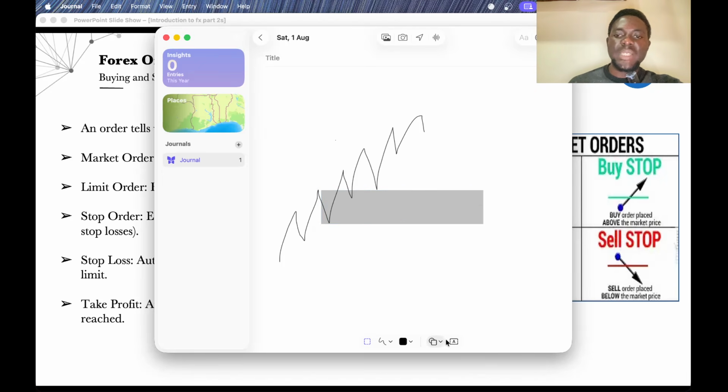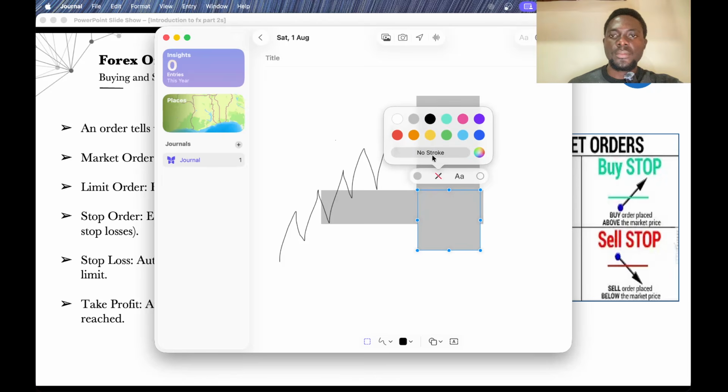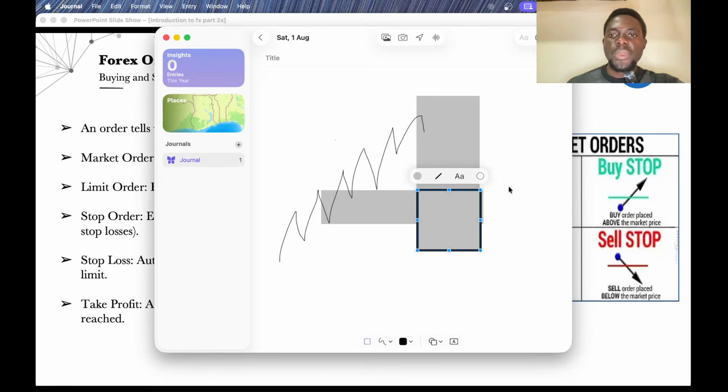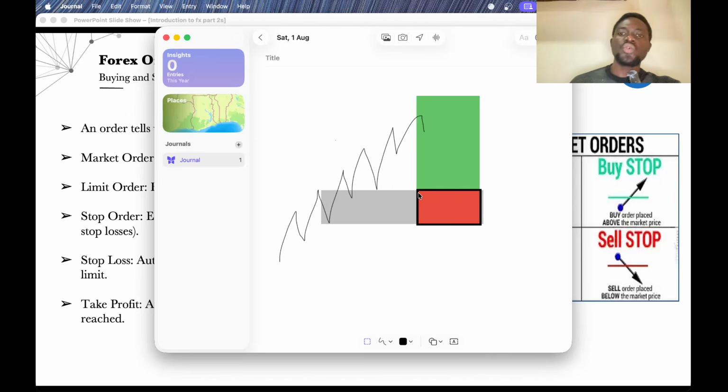So what you do is that you set a buy trade like this. Your stop loss will be here. Your take profit will be here. Do you understand? So you set your order here at this particular line. That means that it's a limit order.